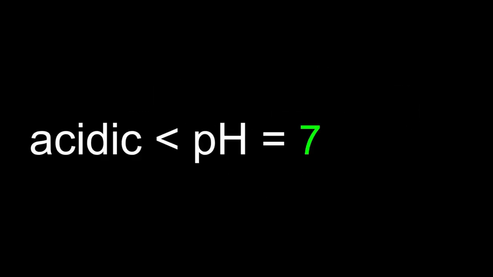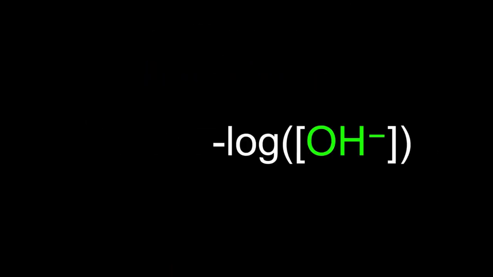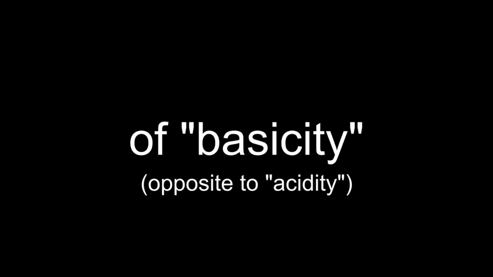Anything lower than 7 is acidic, and anything above is basic, unlike you. You can do the same thing with hydroxide ions and you will get the pOH, which keeps track of basicity. Fun fact, the pH and pOH will always add up to 14 because they counteract each other, so by knowing one, you know both.